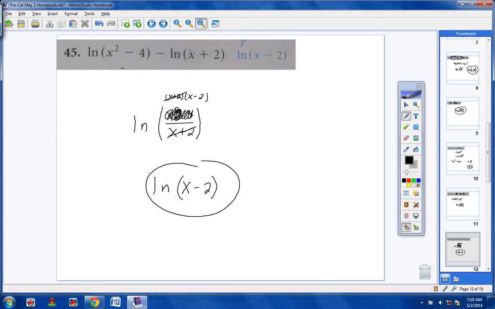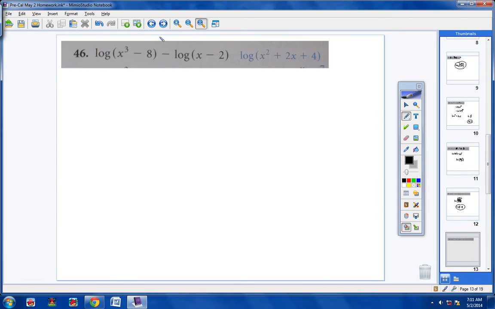Moving on to number 46. Alright, number 46. Notice I have nothing here to the left and nothing here to the left. Notice they're both a common log, and notice they're both being subtracted. So here we go. I write one logarithm, and then I would take x cubed minus 8 over x minus 2.